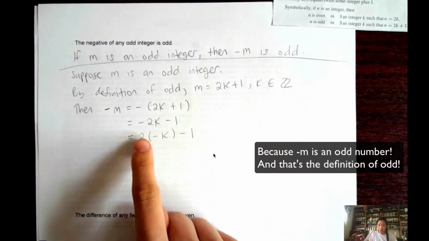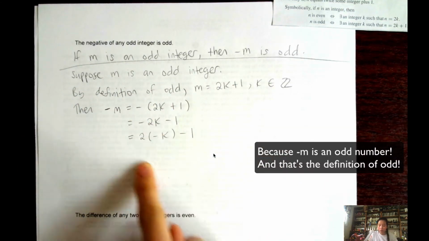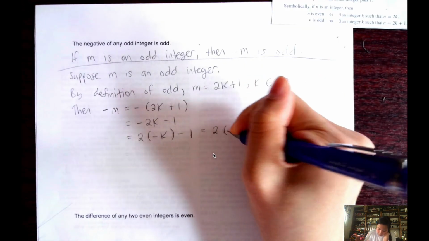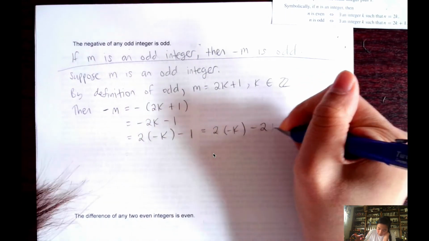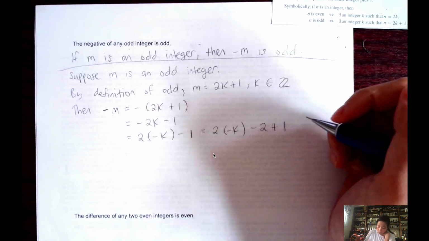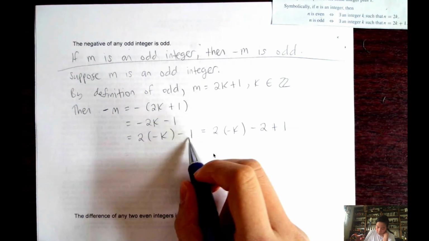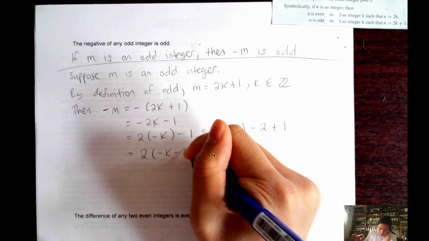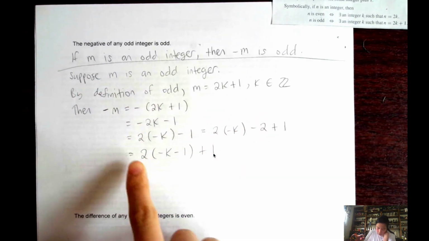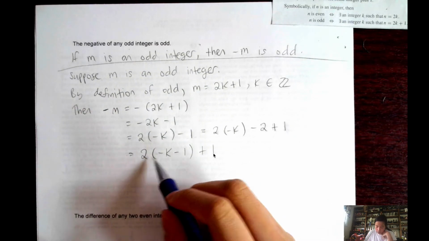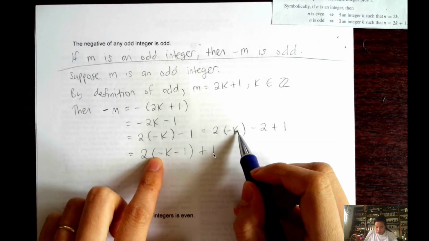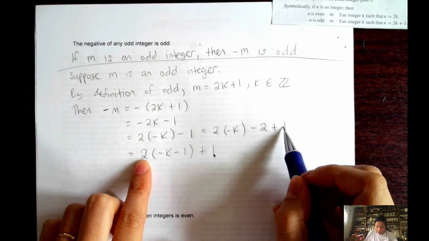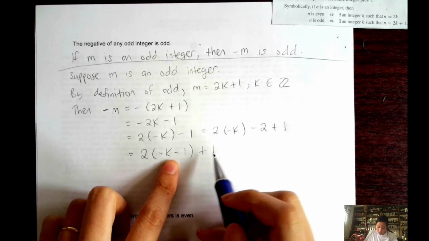So somehow negative m will have to be in the format of 2 times some integer plus 1. So what does this equal? Well, it could equal 2 times negative k minus 2 plus 1, because negative 2 plus 1 is negative 1. So now, if we factor out a 2, we could say negative k minus 1 plus 1. So if you distribute this, it equals 2 times negative k, minus 2, plus 1, plus 1. So now we have 2 times some integer plus 1.